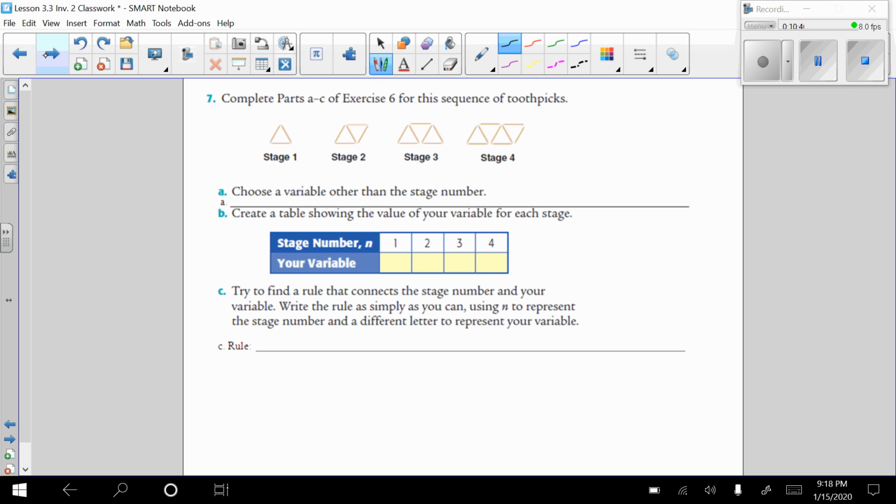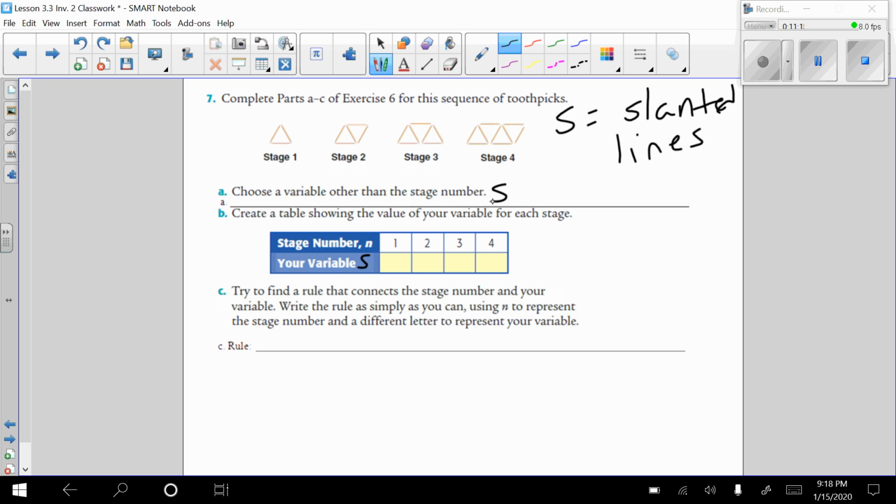Now, what if I had triangles? Again, choose a variable other than the stage number. Well, let's say we're going to use the variable S. It doesn't matter what variable I use. I'm going to use S, and S is going to equal the slanted lines. Remember, as long as I identify what it stands for, I can use any letter. So if S is the variable that I choose, create the table.